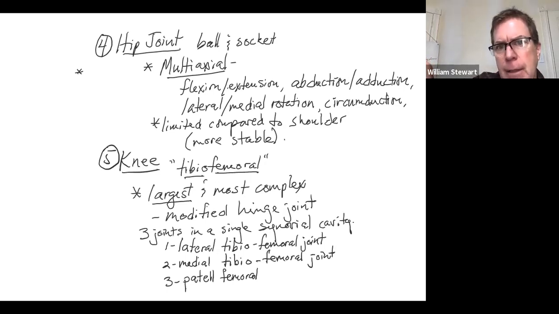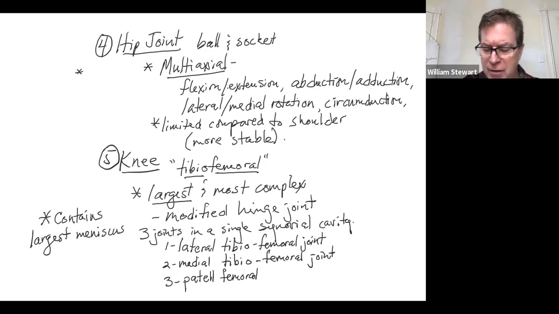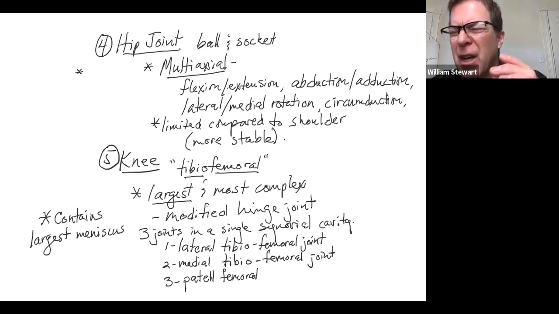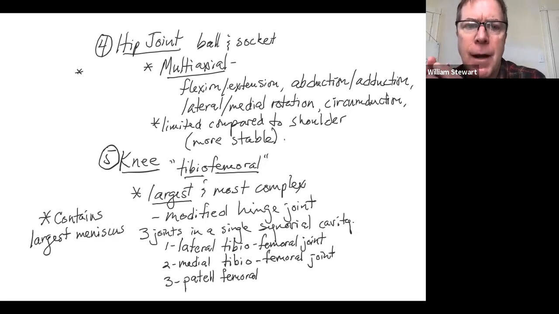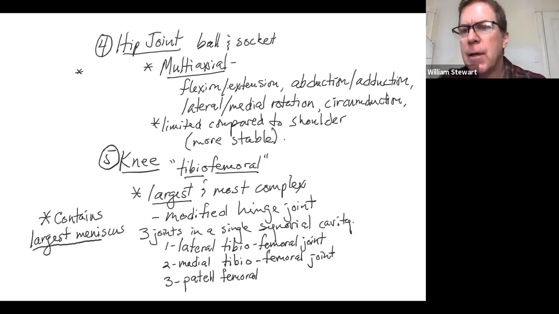This joint contains the largest meniscus in the human body. The word meniscus literally translates to crescent, and that's because of its crescent shape. Knee meniscus tears are not that uncommon. We can get a tear in that fibrocartilage, which causes a lot of pain and limited mobility.